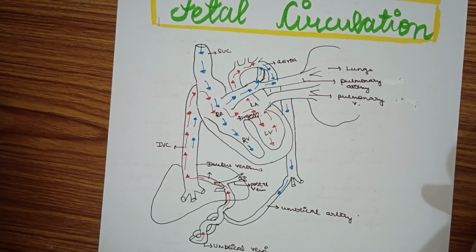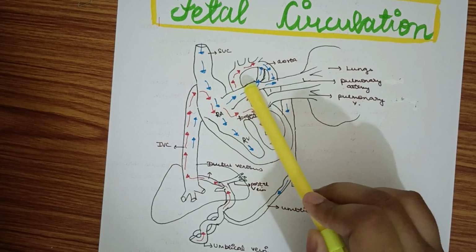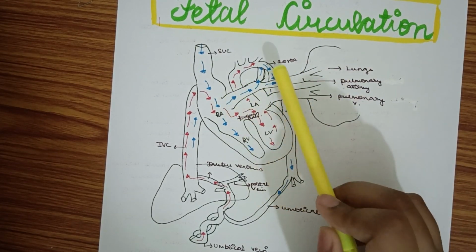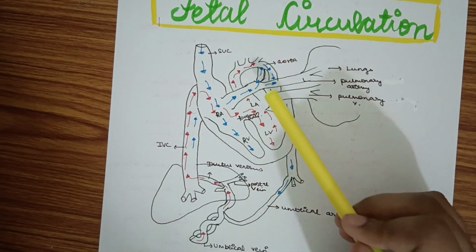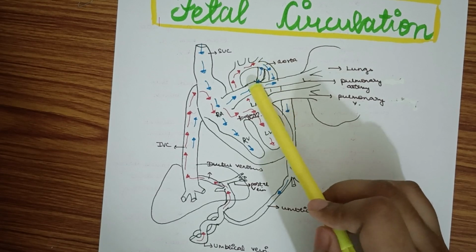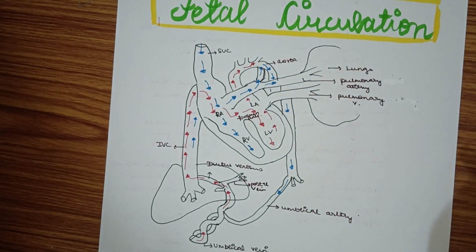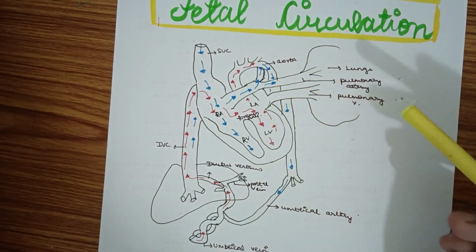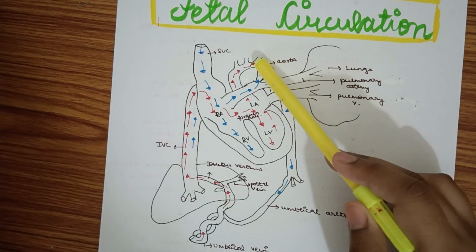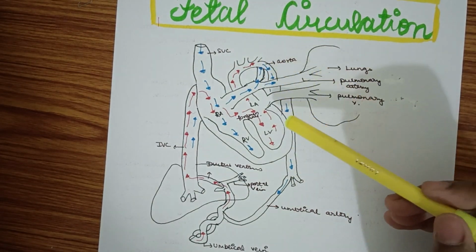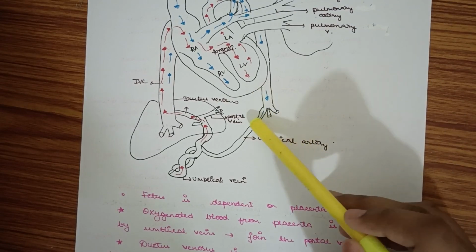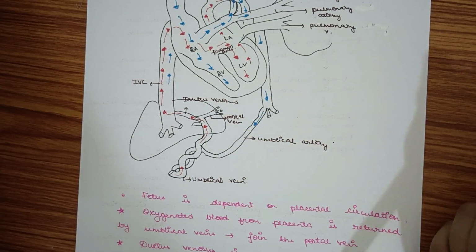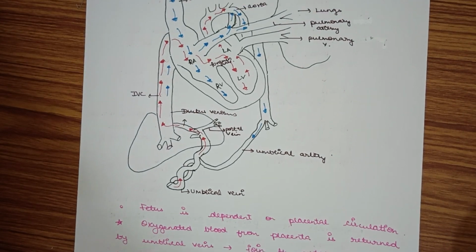But since the fetus's lungs are collapsed and the pulmonary pressure is high, most of the blood will be shunted from the pulmonary artery into the descending aorta via the shunt which is known as the ductus arteriosus. So now, after reaching the descending aorta, this deoxygenated blood will move into the umbilical artery, and from the umbilical artery, it will go again to the placenta for oxygenation. So this is the basics of fetal circulation.